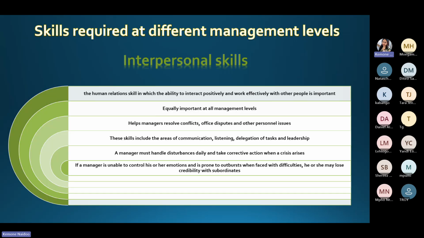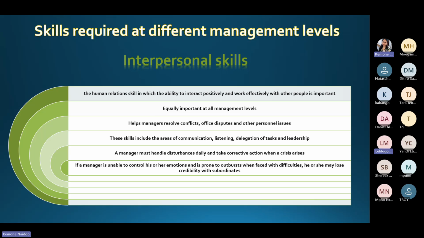We also have interpersonal skills. So these are the more human relation skills, the ability to communicate, the ability to listen, also just to be able to delegate tasks and to lead.